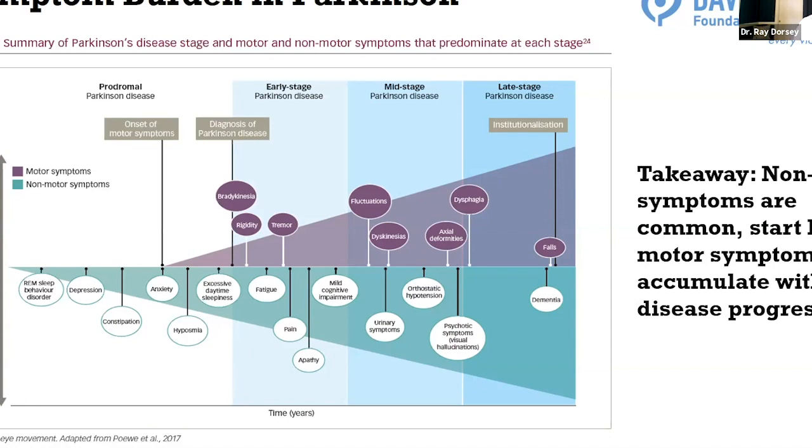Now, as you can imagine, many of these symptoms might present to a primary care physician. They might present to an orthopedist with a frozen shoulder. They might present to a physical therapist after a fall. They might present to a speech therapist with softness in voice.